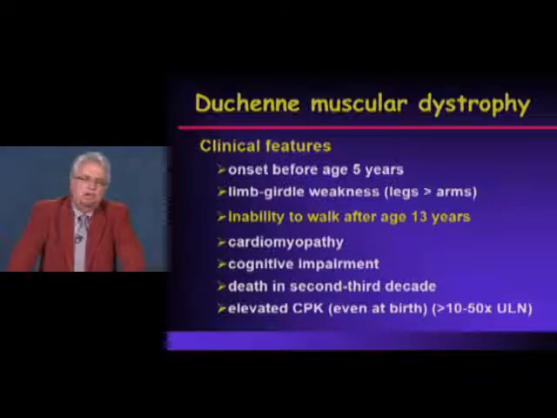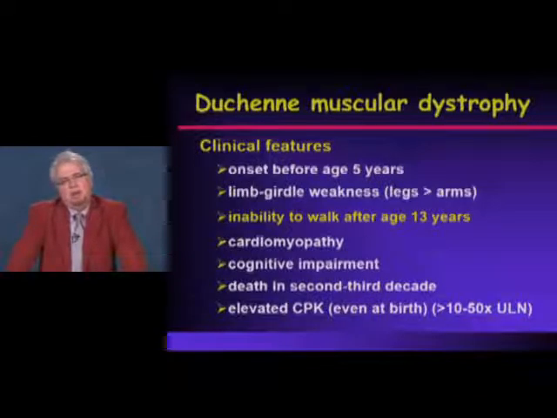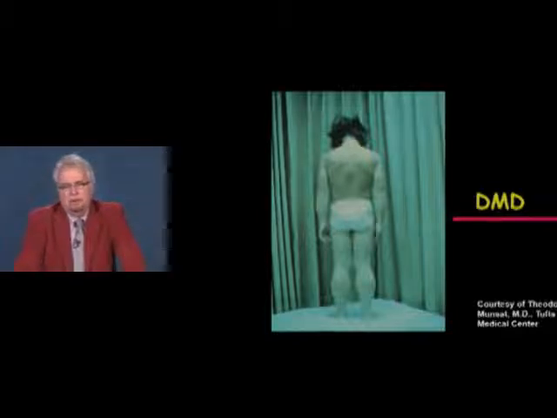And if you check a CPK, it's usually pretty high, even at birth, with values more than 10 to 50 times the upper limit of normal. So this is the clinical definition, and the time of wheelchair dependency is critical because, again, most of these patients do not actually walk beyond the age of 13 years. And this is an image of a boy with Duchenne muscular dystrophy with a typical enlargement of the calves. This is known as pseudohypertrophy.